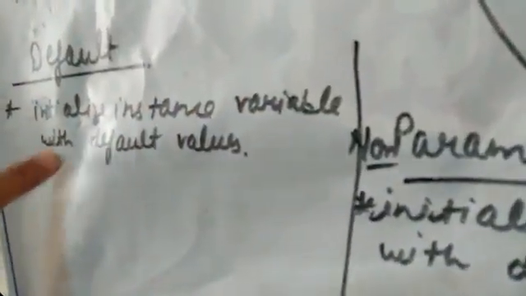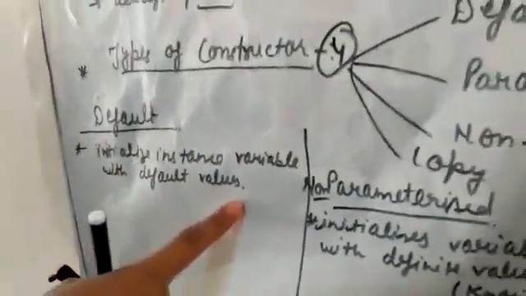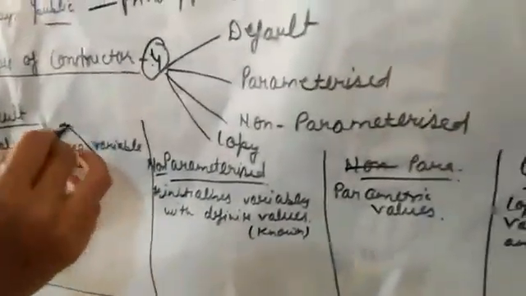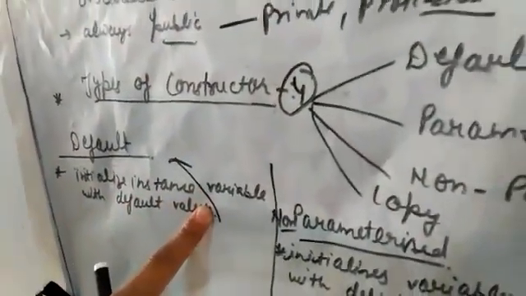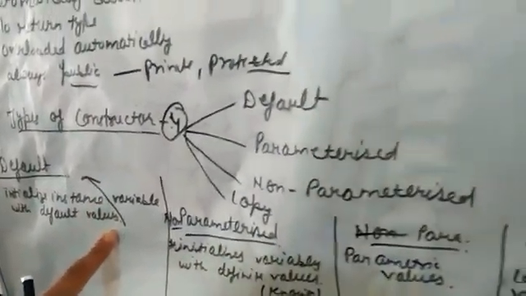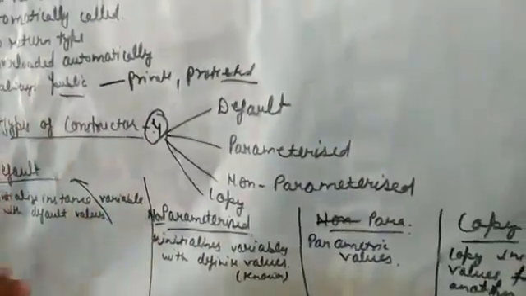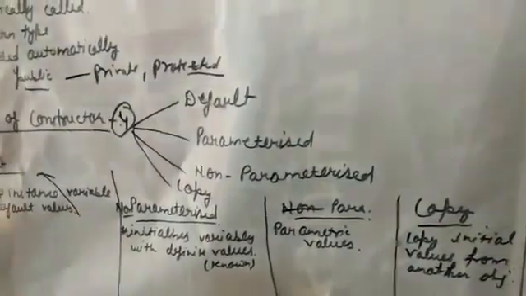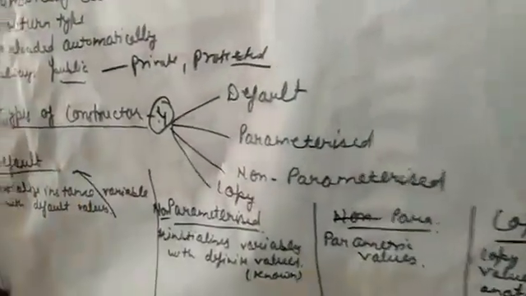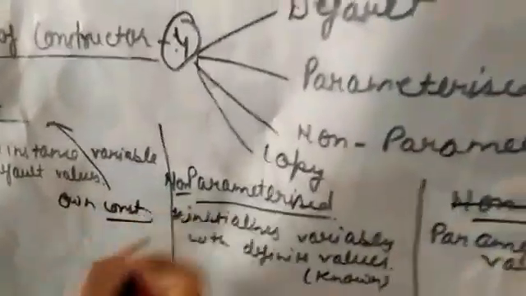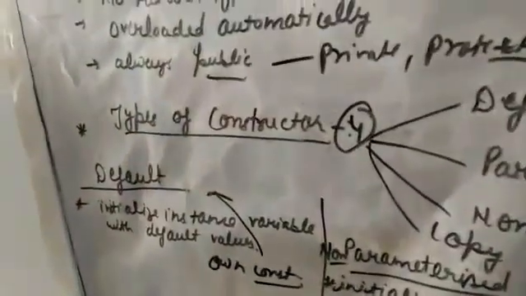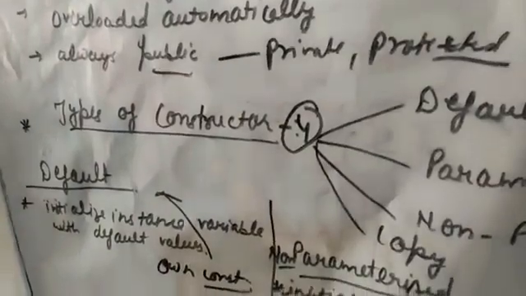The default constructor is used to initialize the instance variable with the default initial values. That is known as the default constructor. When no constructor is defined in a program, the compiler creates a constructor on its own. Getting? Whenever you don't define the constructor, the compiler creates its own constructor.